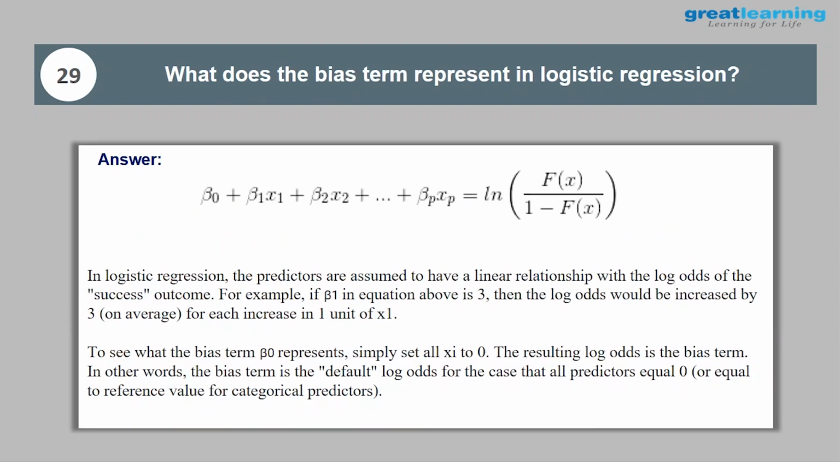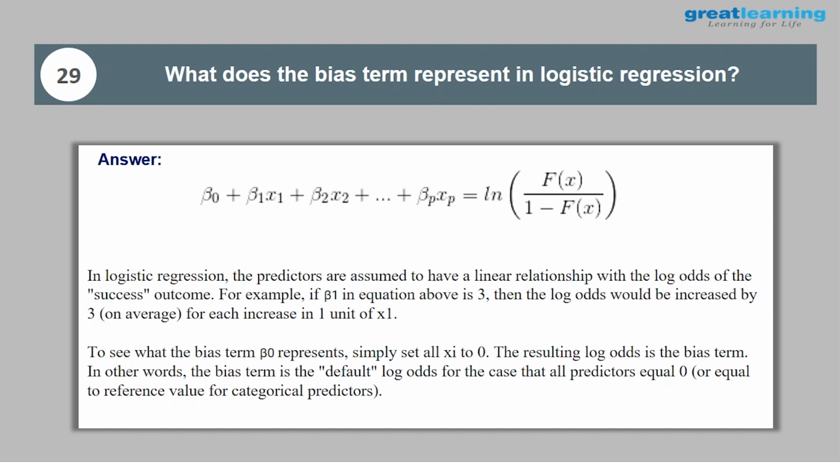Now let's have a look at what the bias term represents in logistic regression. In logistic regression, the predictors are assumed to have a linear relationship with the log odds of the success outcome. For example, if beta 1 in the equation above is 3, then the log odds would increase by 3 on average for each increase of 1 unit of x1.